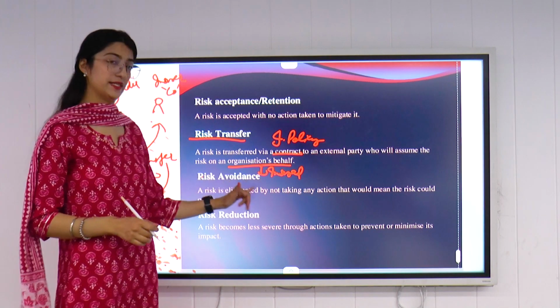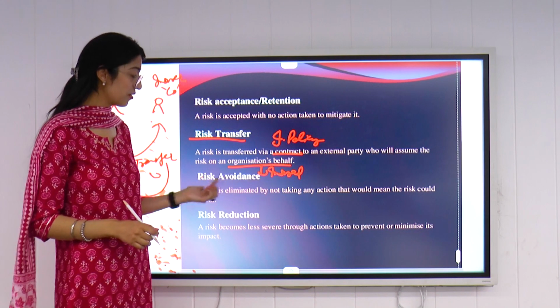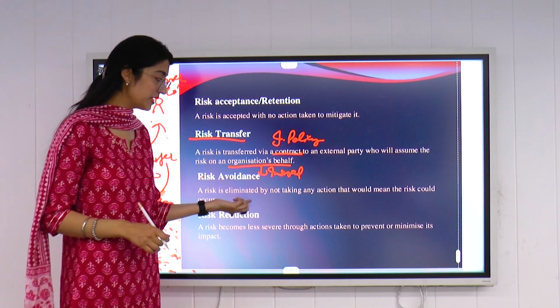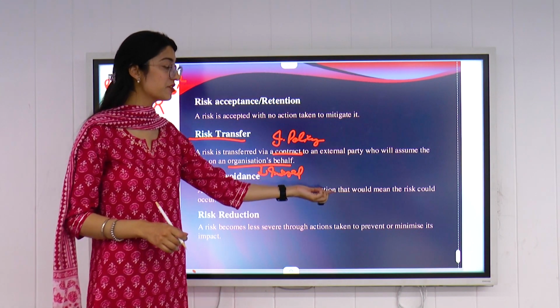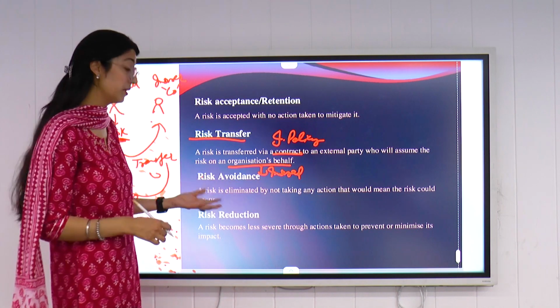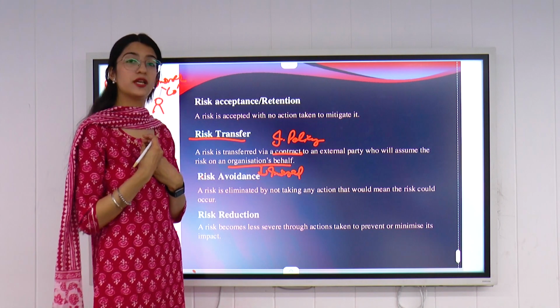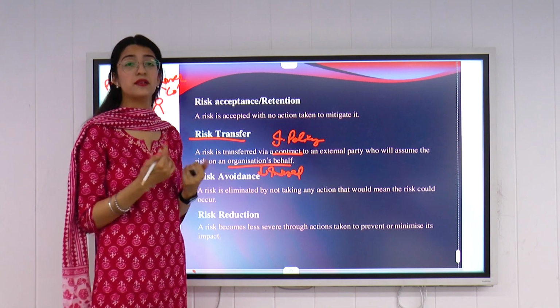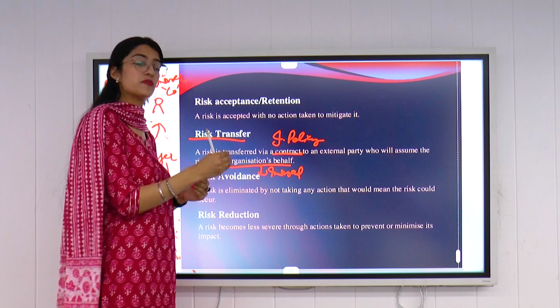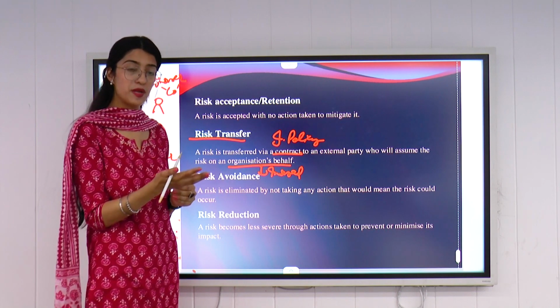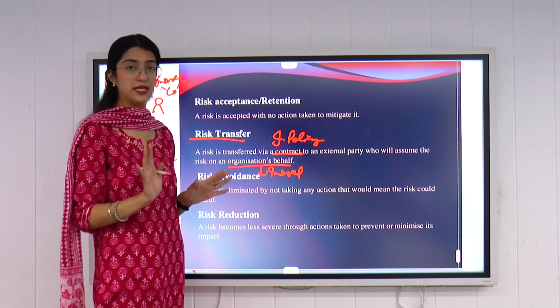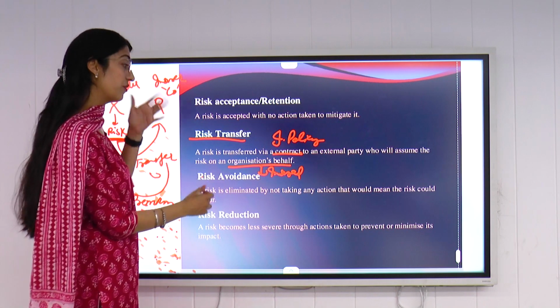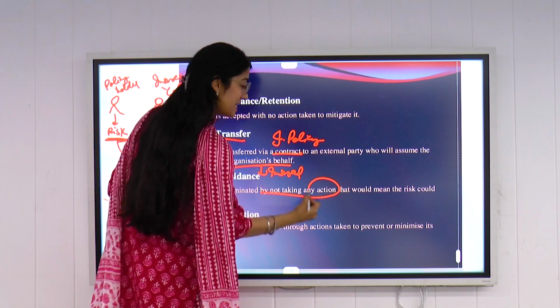Now risk avoidance. Self-explanatory. Risk avoidance: a risk is eliminated by not taking any action that would mean the risk will be ended. Which means कि मुझे लग रहा है कि when I'm driving, I may meet an accident, मैंने ड्राइव नहीं किया। इस बिजनेस में मुझे लग रहा है रिस्क है, मेरा पैसा डूब जाए, मैंने वो बिजनेस में पैसा ही नहीं लगाया। So basically we are avoiding, we are not taking any action.